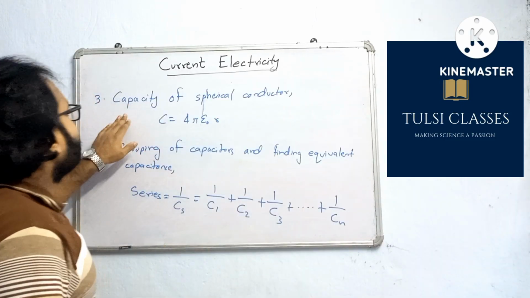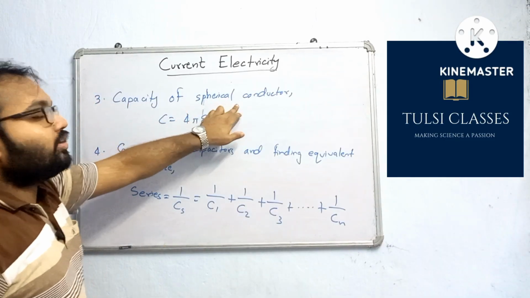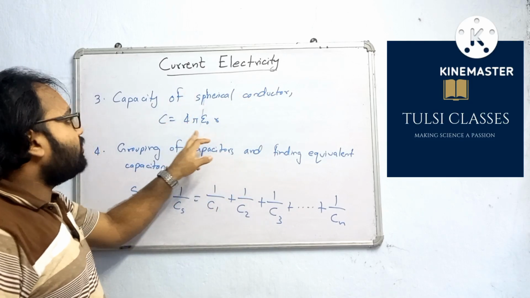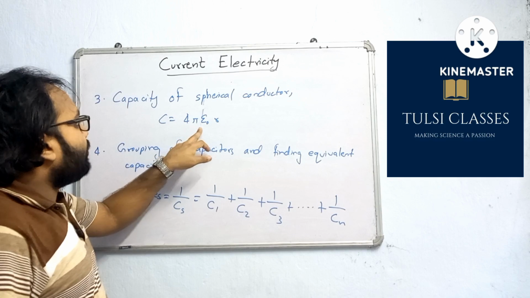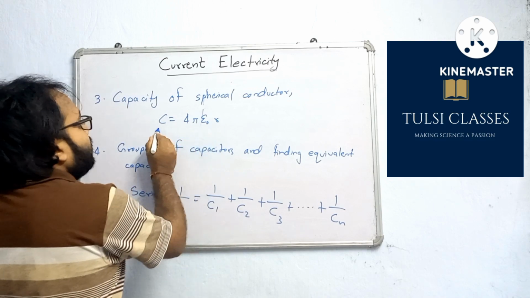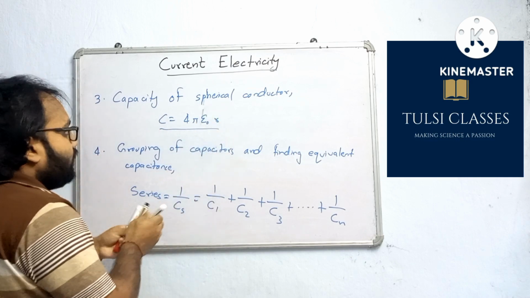Now the next formula is the capacity of a spherical conductor. This spherical conductor may be a solid sphere or a hollow sphere. The formula remains the same. C is equal to 4 pi epsilon naught R, and you will get the capacity of the spherical conductor.